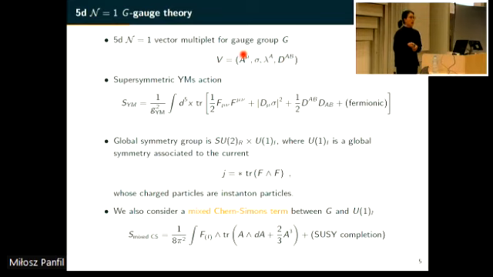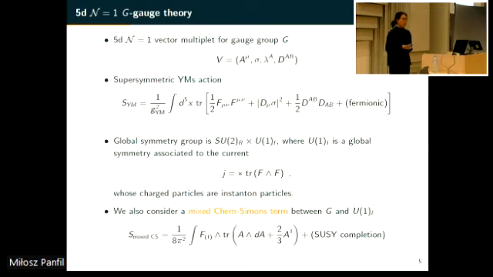As usual, we have the supersymmetric Yang-Mills action, which can be written in the usual form. We have the global symmetry group that this action enjoys, which is SU(2)_R times U(1)_I. SU(2)_R is the R-symmetry of the N=1 algebra, and U(1)_I is the distinguished flavor symmetry that exists in any five-dimensional gauge theory, which is associated to the topological current J, which can be written in the following form. The charged particles of the symmetry are nothing but the instanton particles.